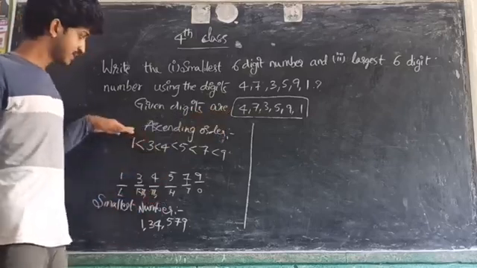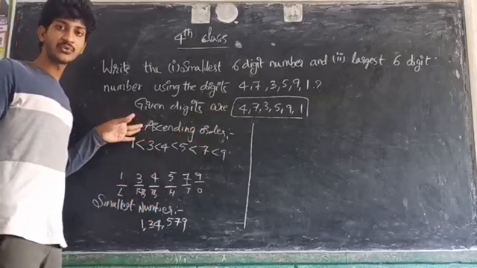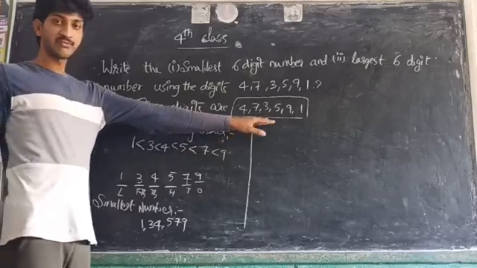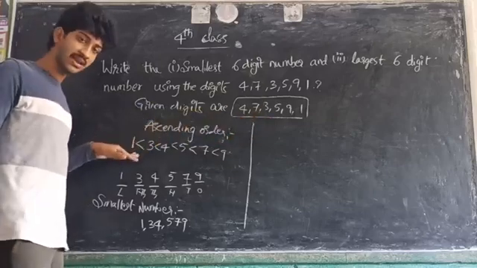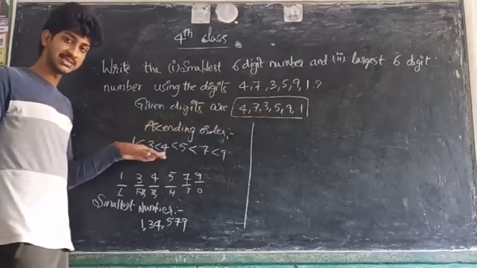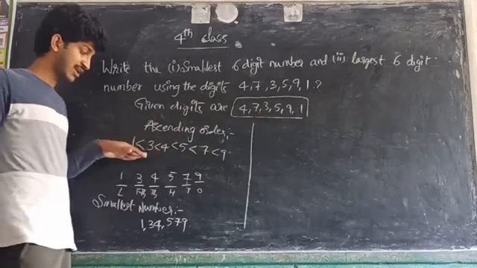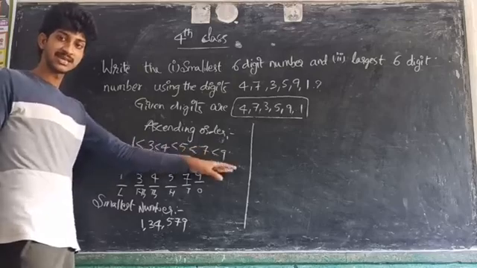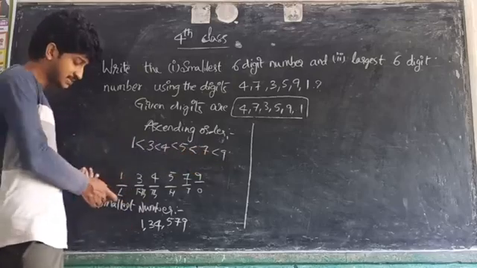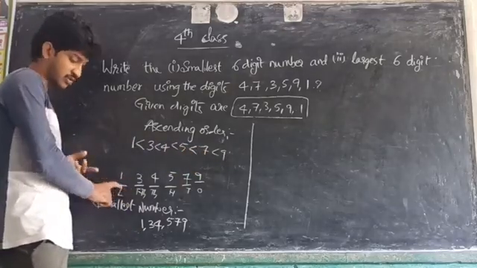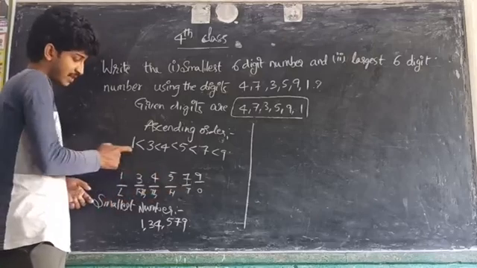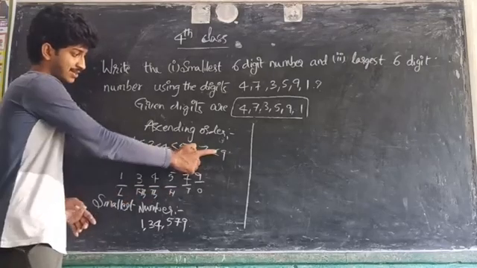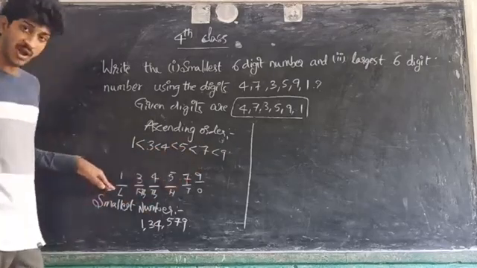Once again I am repeating this. First of all, we have to write the ascending order for these 6 digits. The ascending order is 1 less than 3, 3 less than 4, 4 less than 5, 5 less than 7 and 7 less than 9. We have to place these 6 digits here one by one, 1, 3, 4, 5, 7, 9, by using this order. So this is the smallest number.